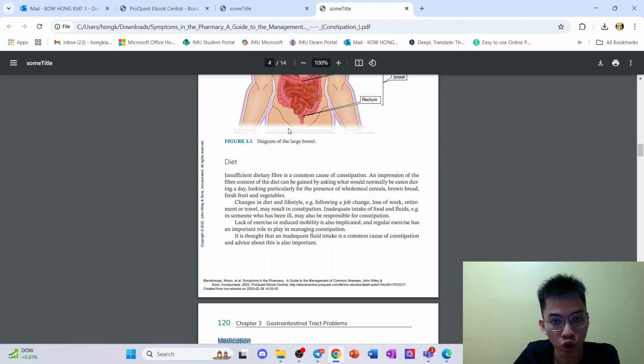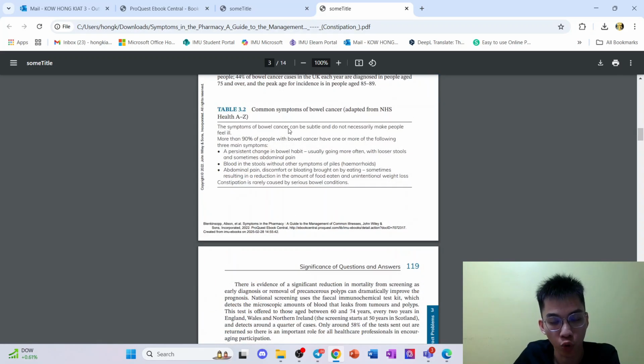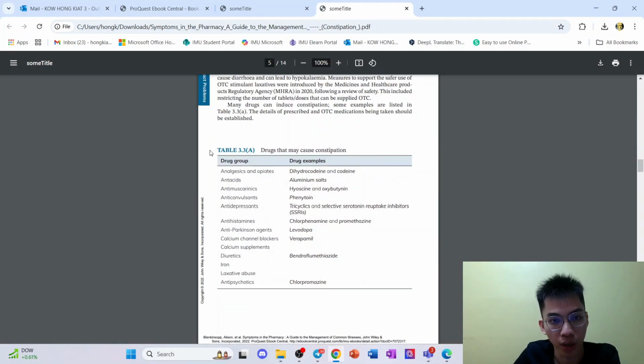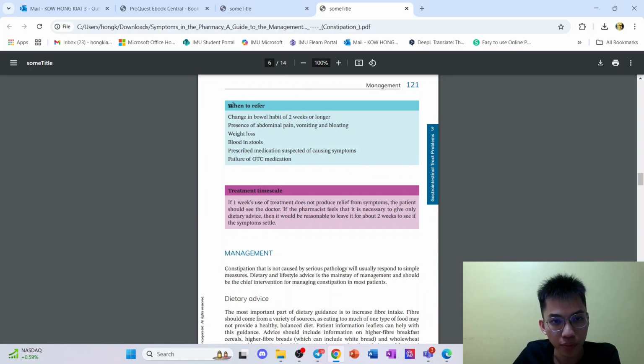And I also enjoy reading this ebook quite a lot as it covers not only the pharmacological treatment, but also non-pharmacological treatment, which covers diet, lifestyle modification, and whatnot. So they're also covering drugs that may cause constipation, and they're also talking about reflux symptoms, or when do you refer, because when the patients or the customers visit you in the community pharmacy, you need to know what the reflux symptoms are, or when these symptoms arise, you need to request them to refer to a physician.